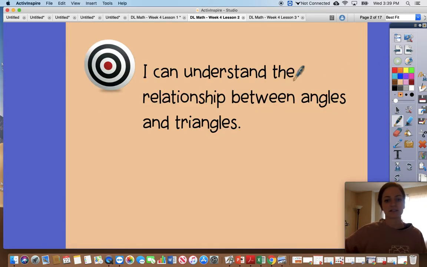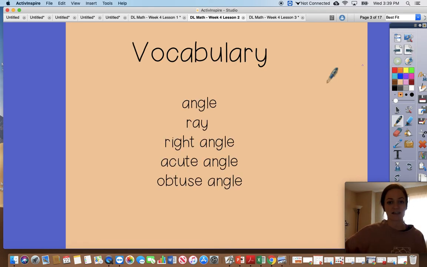So by the end of this lesson, you can understand the relationship between angles and triangles, and we're going to talk about those in this lesson, and by the end of this lesson, you'll be able to say you can do that. All right, so here are your vocabulary words: angle, ray, right angle, acute angle, and obtuse angle. And don't worry, I'm going to teach you what those are.